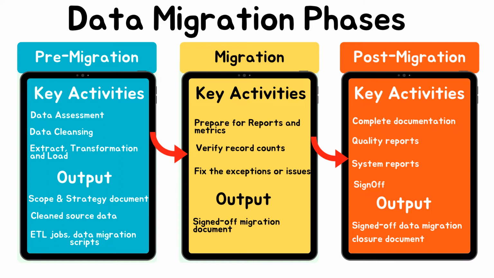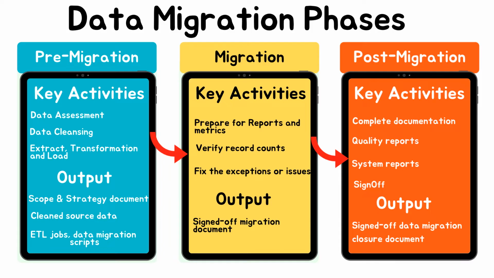ETL activities include running data extracts from the current system, creating tables, writing scripts and scheduling jobs, execution of mock migrations, and performing data validation. Key outputs of this phase include scope and strategy document, work breakdown structure, clean source data, source system extraction modules, scripts and ETL jobs for data migration.